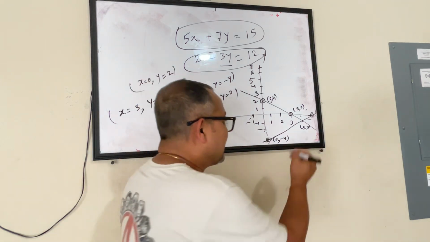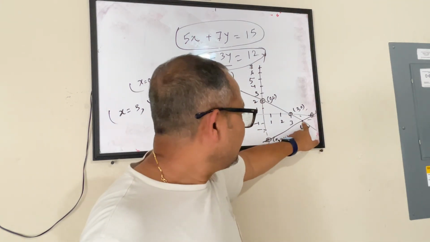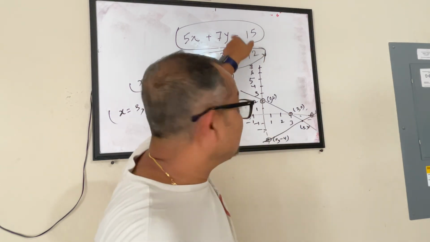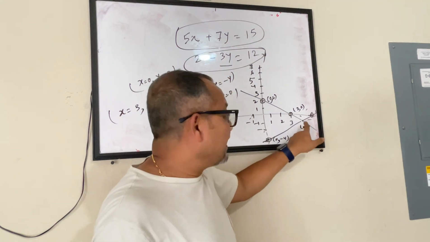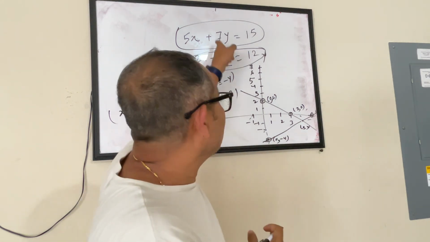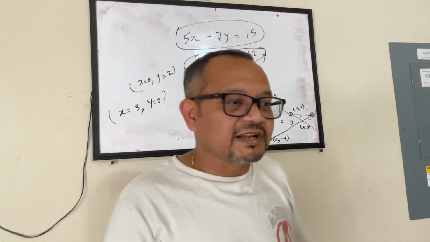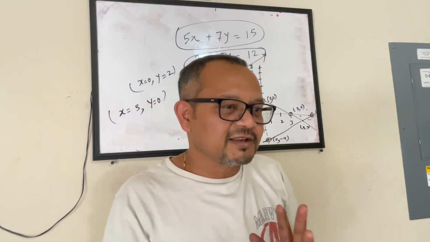Wherever they meet, that is a point where it satisfies both the equations. This is a point where the values of x and y are the same for both the lines. That is a common solution for these two equations. That is how you can relate it. Am I making sense so far?